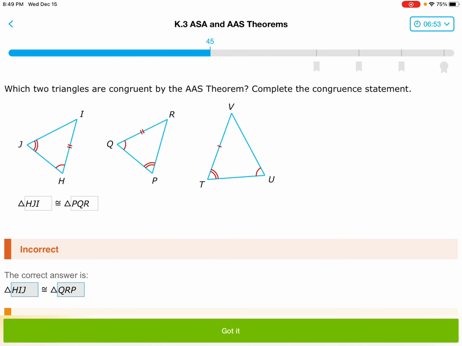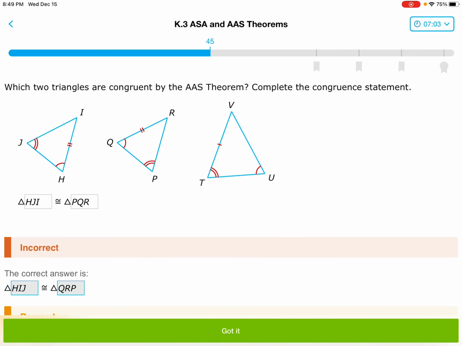Even something as simple as that. And okay, it said HIJ instead of HJI. Well, the most important thing that you see is which letter came first. H comes first in the triangle on the left. Q needs to come first in the triangle on the right. Again, each piece needs to have its specific match based on that statement. So please be careful with it.